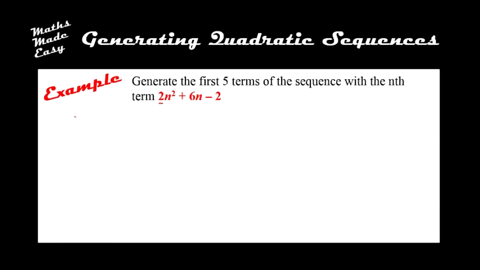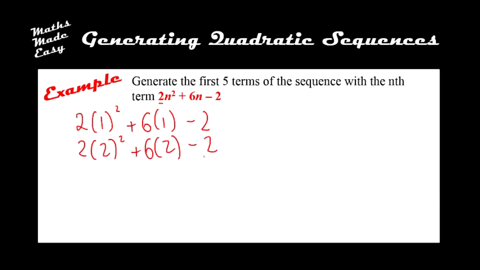So for the first term here, rather than just doing 1 squared, we're going to do 2 lots of 1 squared. And then we're going to add 6 lots of 1 as before, and then take away 2. Then we're going to do 2 lots of 2 squared, plus 6 lots of 2, take away 2, then 2 lots of 3 squared.